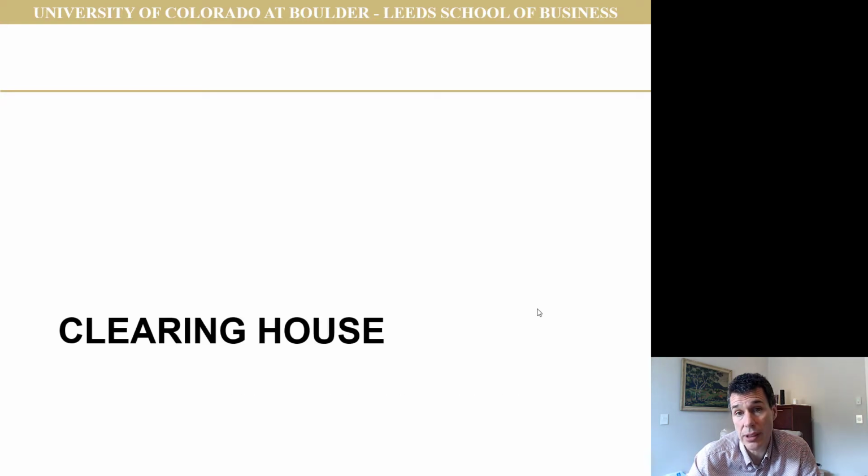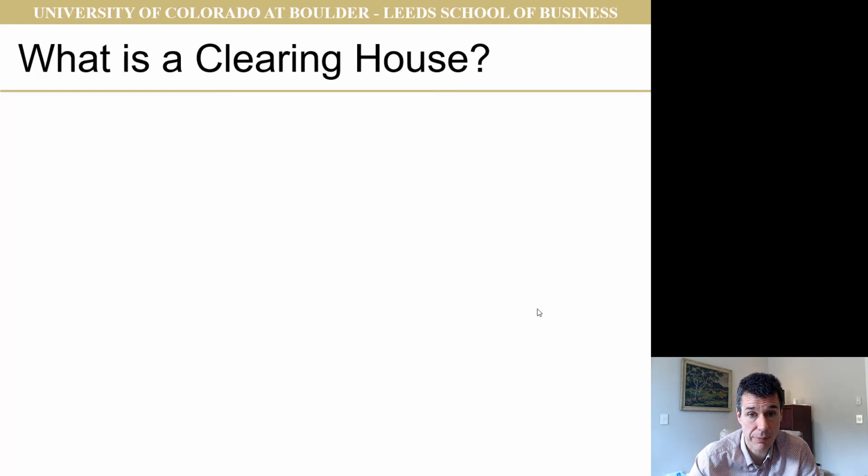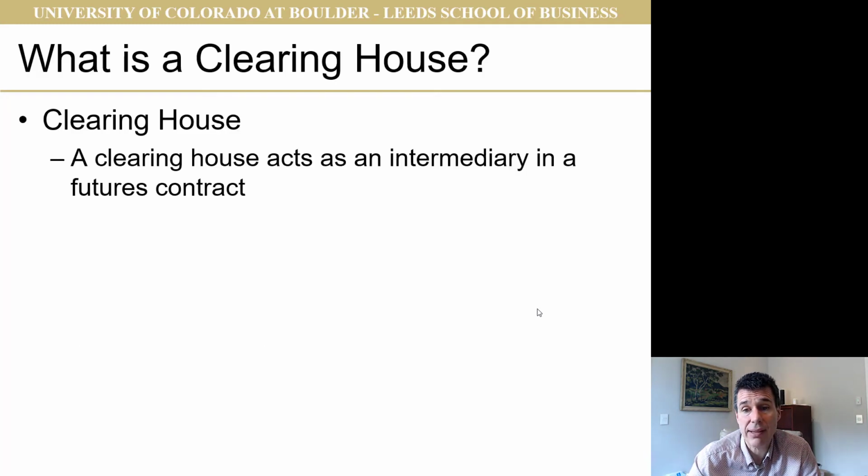So the last part we need to talk about with respect to margin is the clearinghouse, the concept of a clearinghouse. So a clearinghouse acts as the intermediary for all futures contracts. So if I go long a futures contract, my counterparty is the clearinghouse. If I go short a futures contract, my counterparty is the clearinghouse. The clearinghouse is the intermediary, and there's actually another person behind the clearinghouse who's also trading with the clearinghouse.